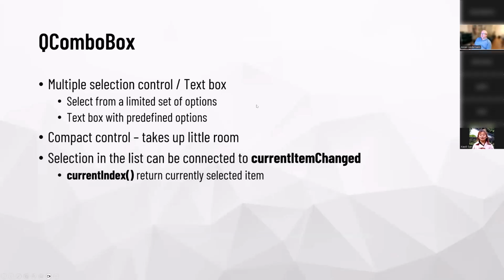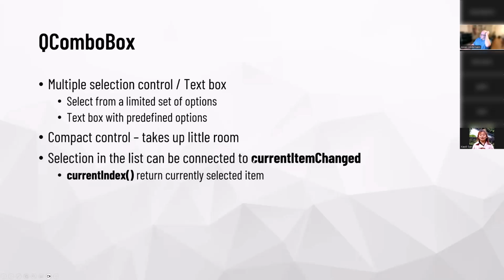A combo box is another control that can be used to ask the user for a selection of multiple options. When you click it, it will drop down the options, and you can select from that. The good thing with a combo box is that it takes up little space and can have a lot of information in it. So it's kind of an extension of a checkbox with multiple options, but hidden away.